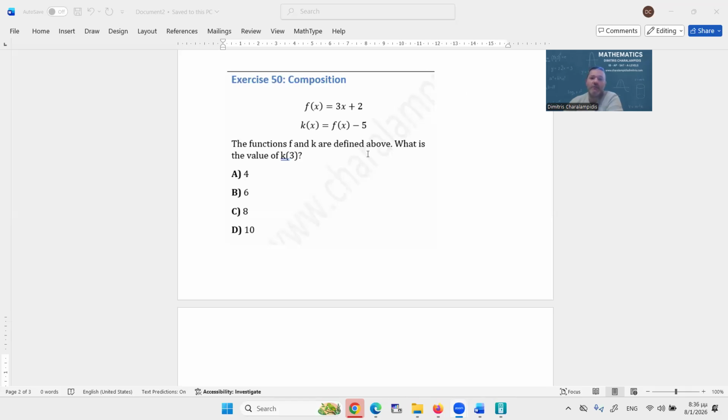Exercise 50. f of x is 3x plus 2 and k of x is f of x minus 5. The functions f and k are defined above as I just stated them. What is the value of k of 3?